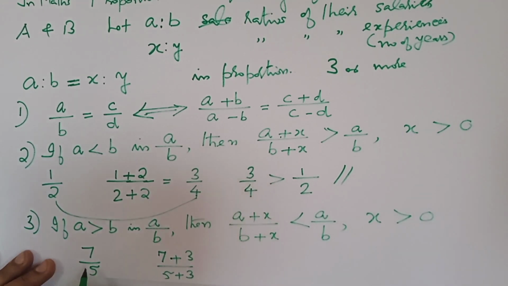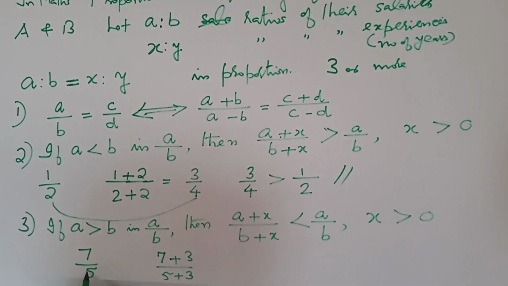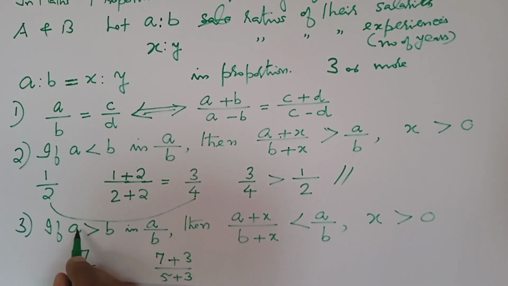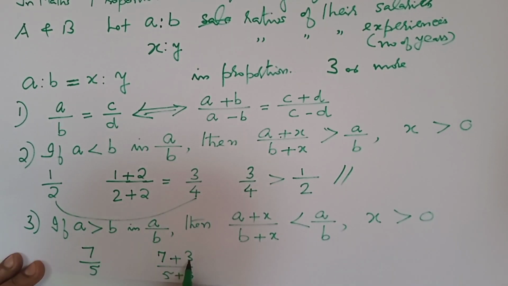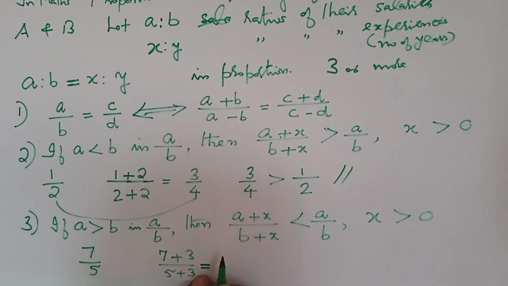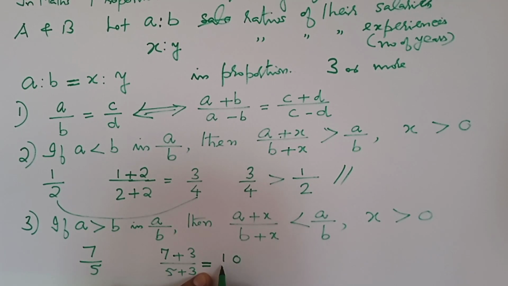See, I've taken 7 by 5. As you can see, 7 is bigger than 5. Like, numerator bigger than the denominator. And the number being added is 3. 3 is a positive number. And what do you get here? 10 by 8, which is 5 by 4.